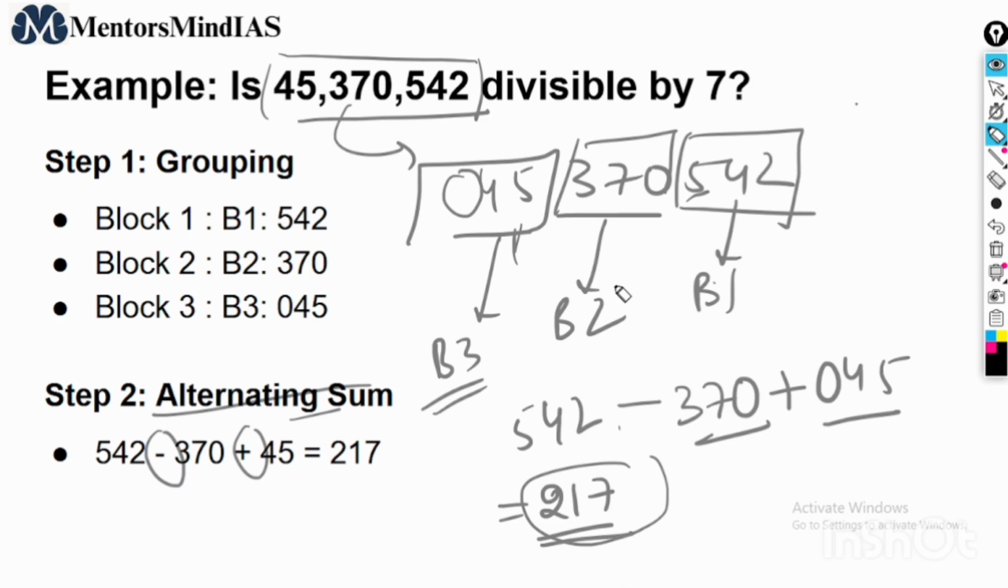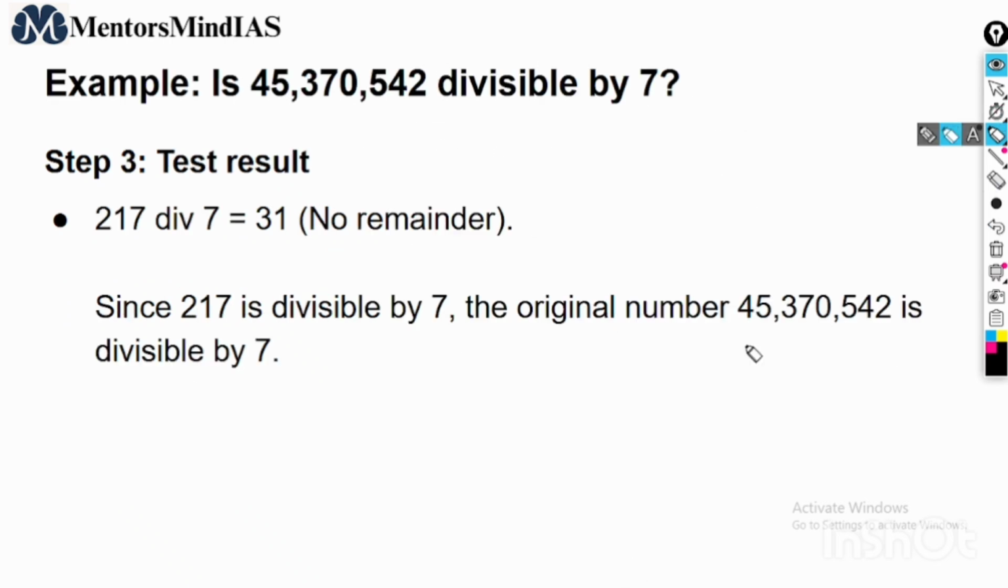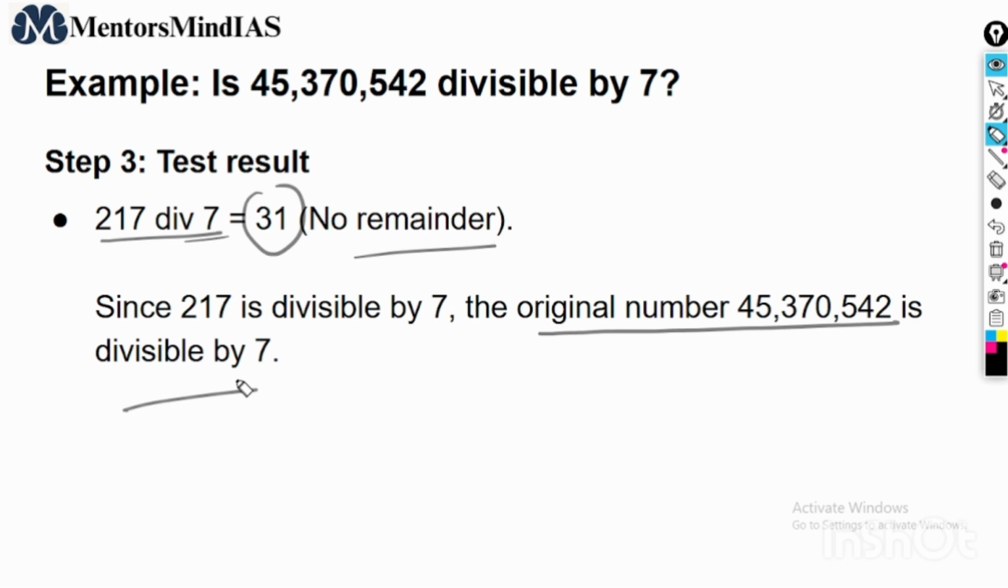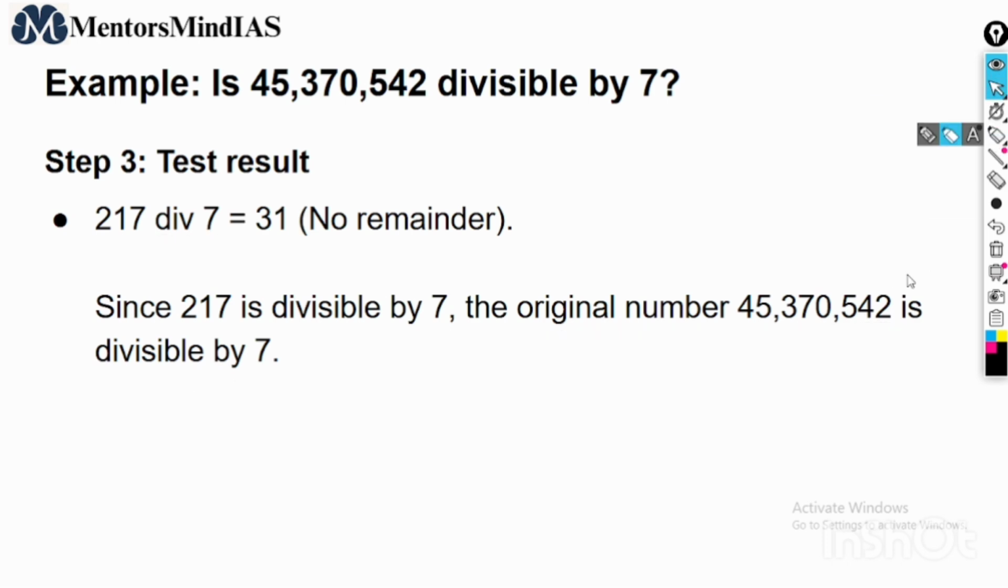If it is not divisible by 7, then this number is also not divisible by 7. So when you divide it by 7, your answer is 31. There is no remainder. So since 217 is divisible by 7, the original number is also divisible by 7. It's simple, right? You had listed the whole process in the next slide too.